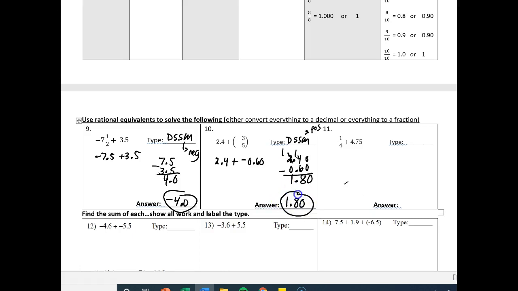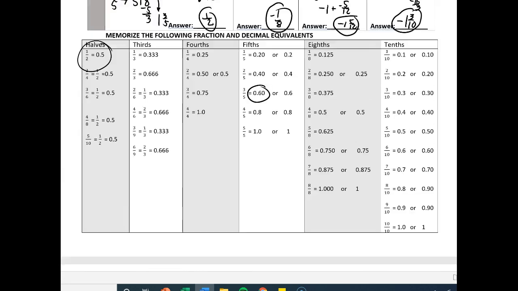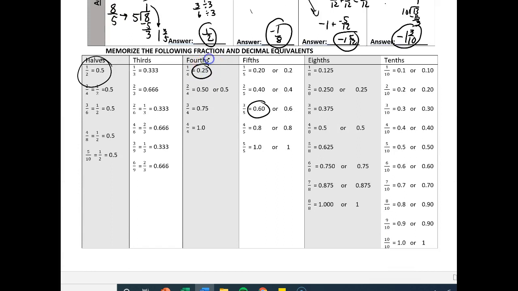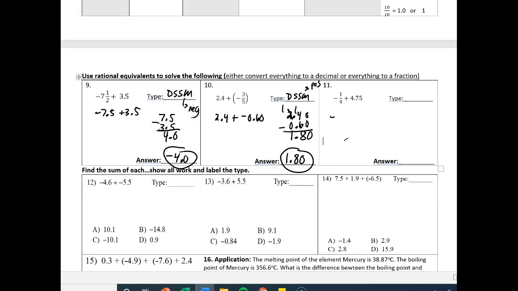Or 1.80, same thing. All right, the last one, again, you can just say, wait, negative 1/4. If you go over to the front, what's 1/4? Oh, that's 0.25. So negative 0.25 plus 4.75, and you should be able to line that up and figure that out from there.